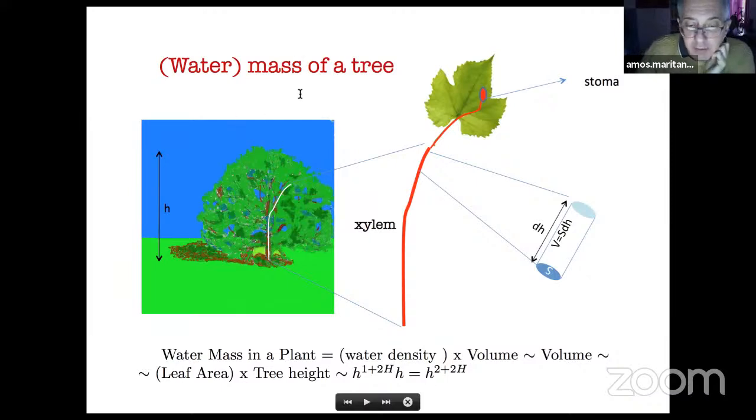So you can do a simple calculation to see that the amount of water present is the metabolic rate times age. Just calculating how much water is contained in the xylem, given that the surface of the tip of the xylem can be identified with the stoma of the leaf, whose surface we have already calculated. And so you can calculate that the total water present in a plant is proportional to the height of the tree to the power 2 + 2H.